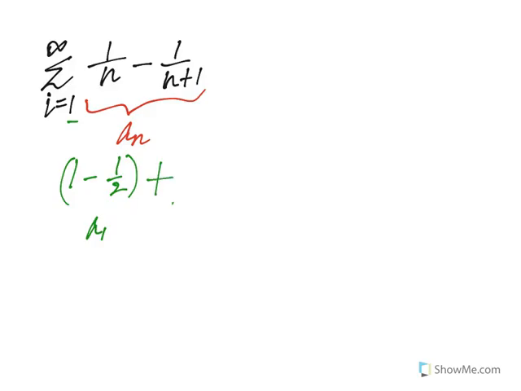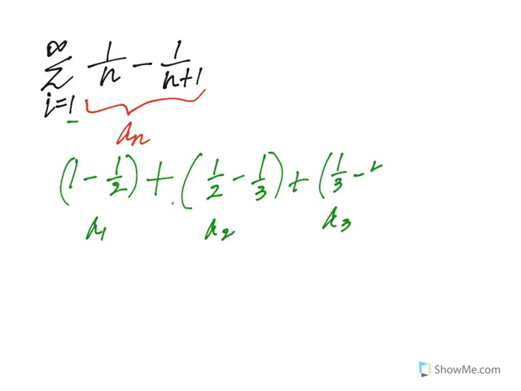I'm then going to add what I get when I plug in 2. That gives me a half minus 1/3. And then I'll add a sub 3, which is going to be a third minus a fourth, all the way out until I get to 1 over n minus 1 over n plus 1 as n approaches infinity. So I'm adding all of those together.